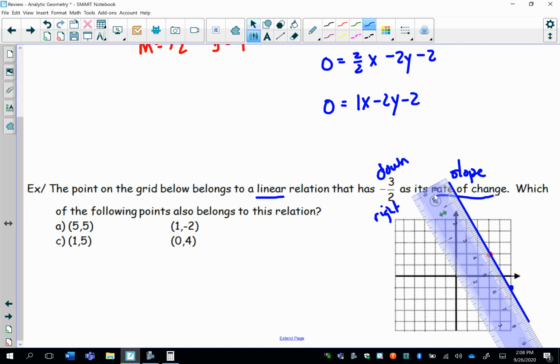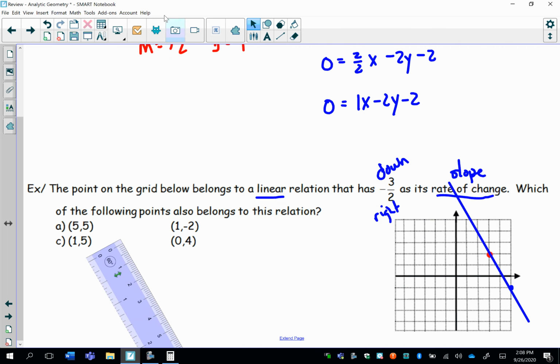Which of these points lie on this line? Well, where's 5, 5? 5, 5 would be somewhere, 1, 2, 3, 4, 5, up here. That is definitely not on the line. 1, negative 2. That's not on the line.